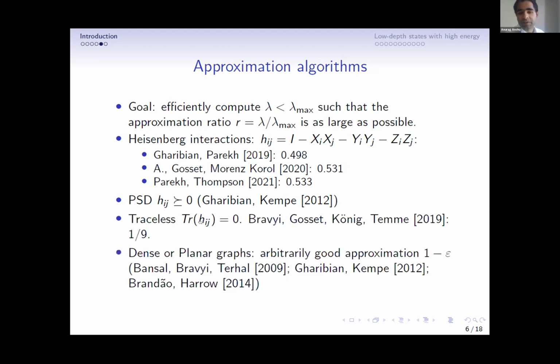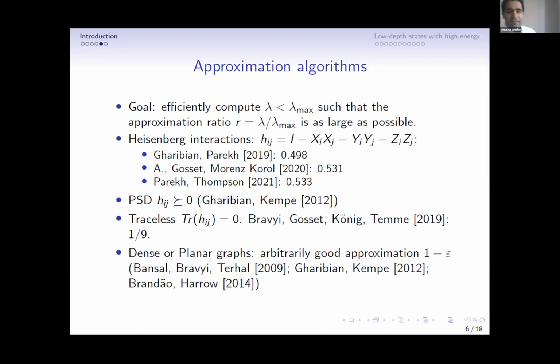So, for example, if your local terms Hij are traceless, that means, oh, sorry, is there a question? Okay. So if the local terms are traceless, which means that there is no identity term in Hij, in that case, these authors gave a 1/9 approximation to the max energy. This, I believe, is also not efficient, but they show that you can find a state if you take some time and get some good result.